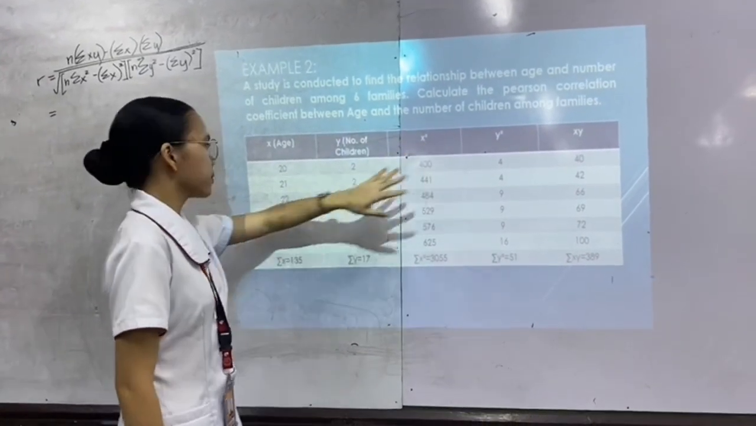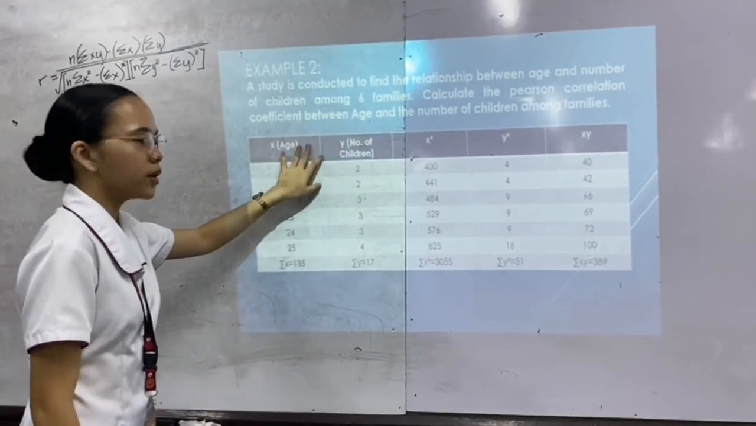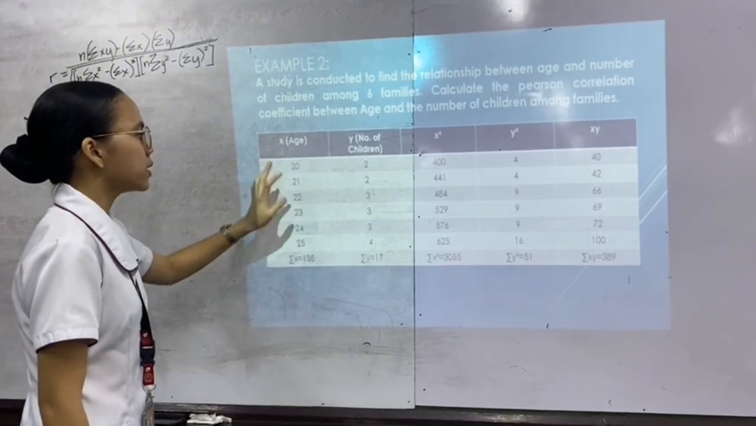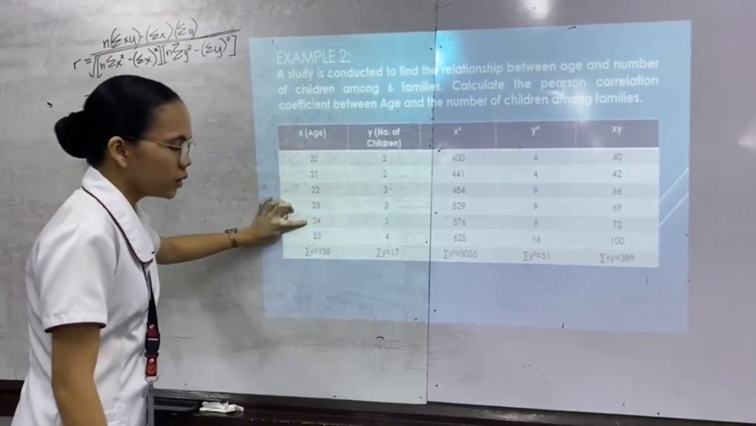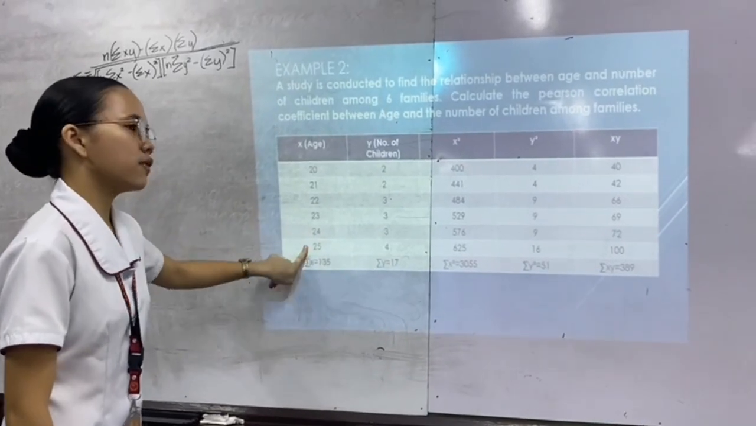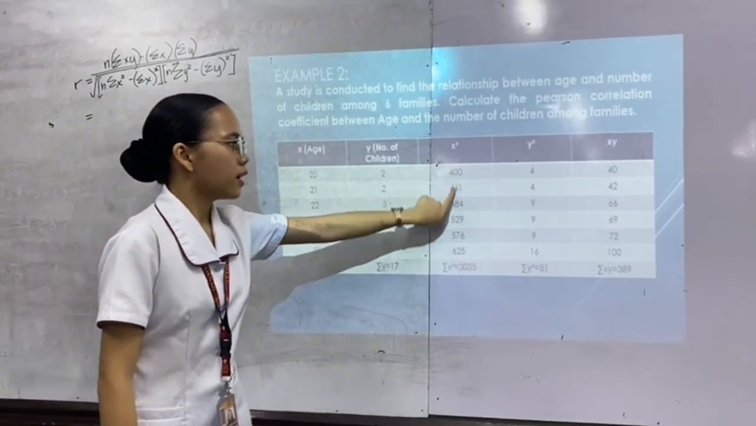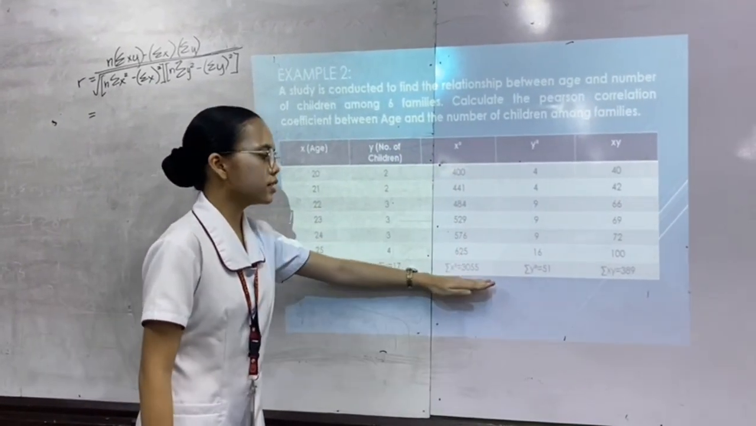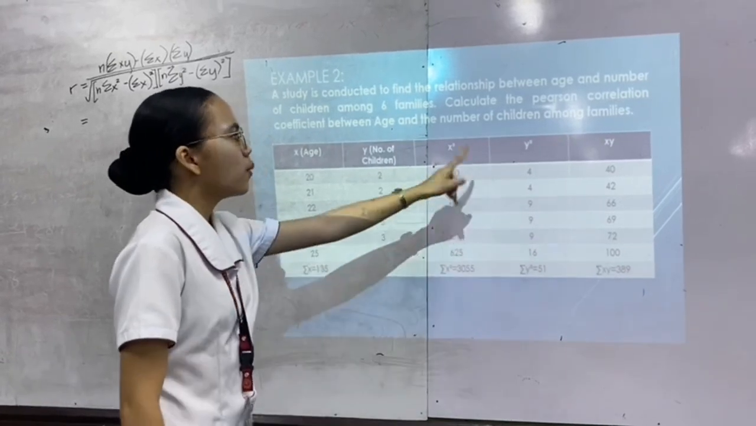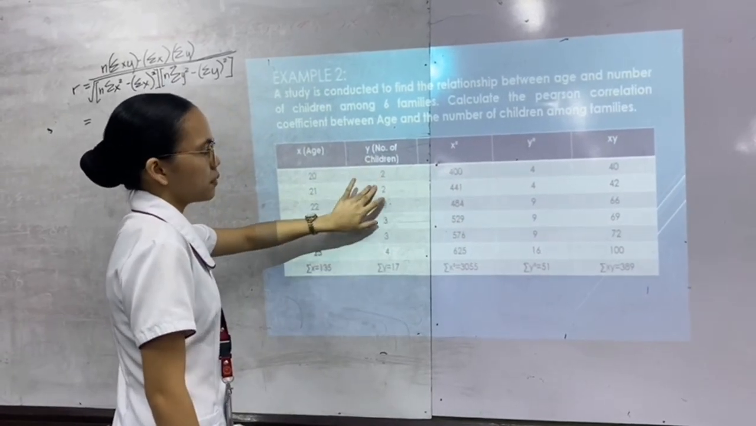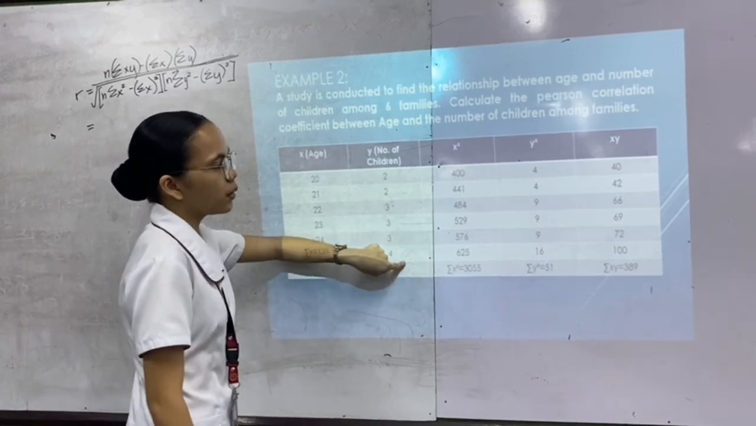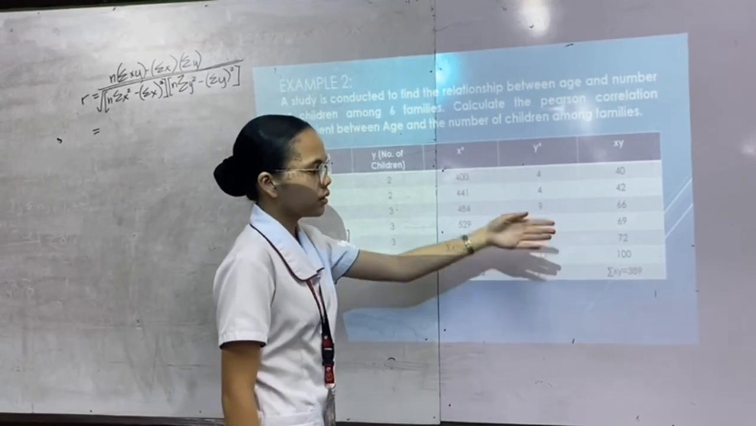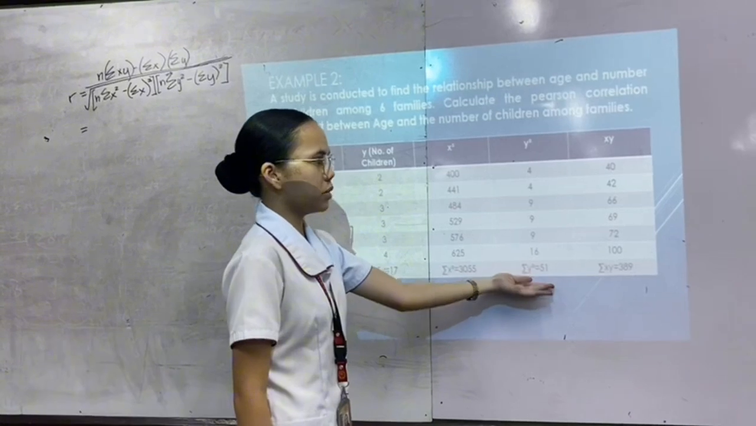X squared: 20 raised to the second power, 21, 22, 23, 24, and 25 raised to the second power. And these are the results, and this is their summation. Y squared: 2 raised to the second power, 3 raised to the second power, and 4 raised to the second power. And these are the results, and these are all their summation.